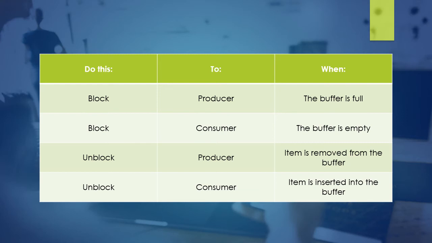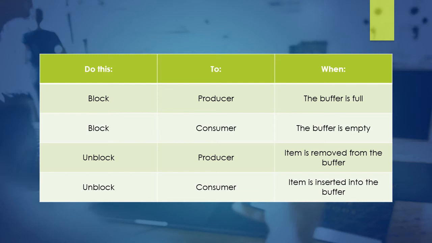So this is a table which tells us what we need to do to implement the finite buffer producer consumer problem. We need to block the producer when the buffer is full. We need to block the consumer when the buffer is empty.